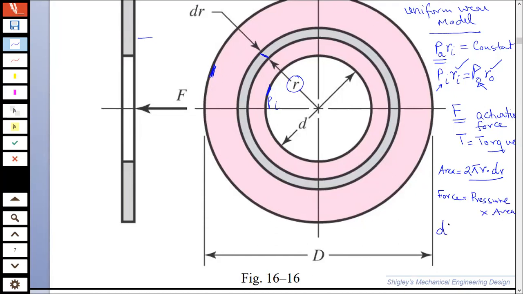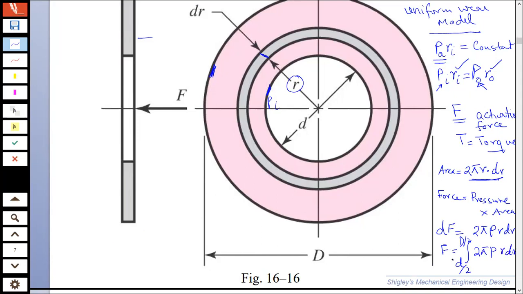Now, if we are talking about the differential area, then my dF is going to be equal to 2 pi r, and let me just add the pressure too over here. That area is 2 pi p r dr. Is this good? Okay, 2 pi p r dr. Now, if I want to find out F, I have to integrate from d by 2 to d by 2, 2 pi p r dr.